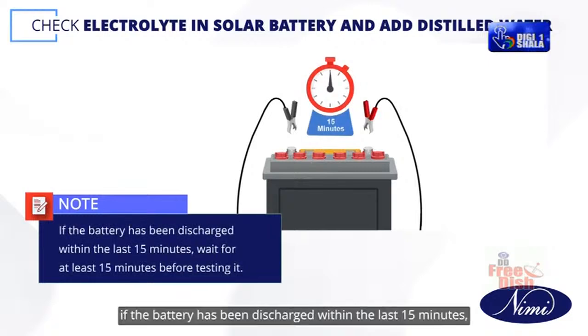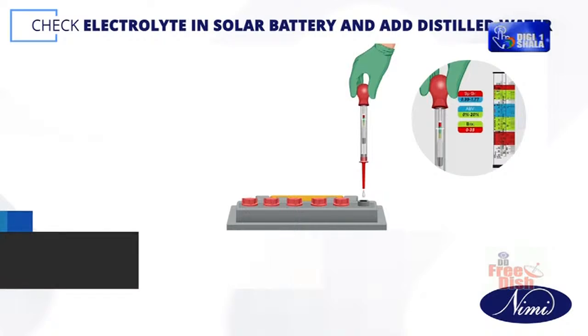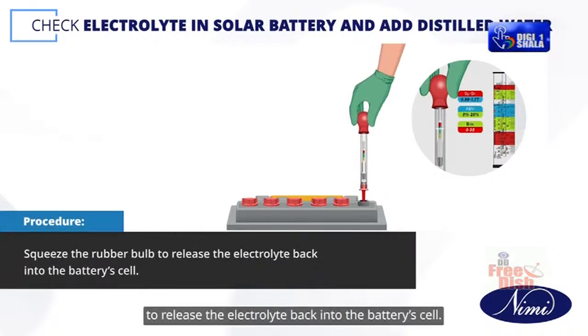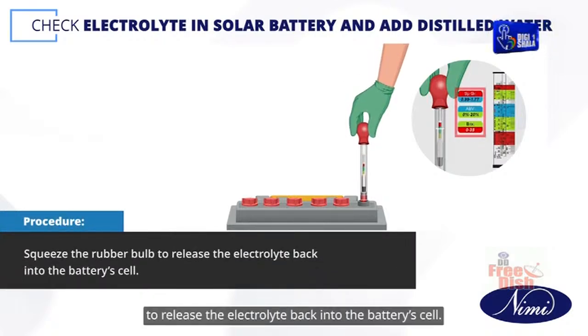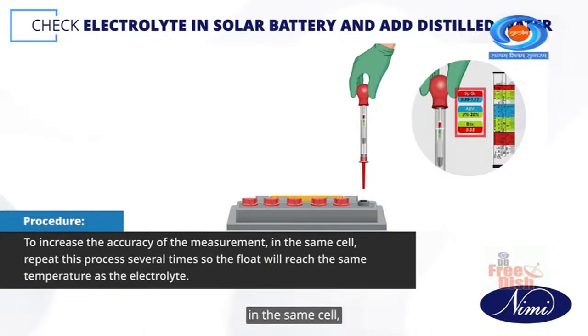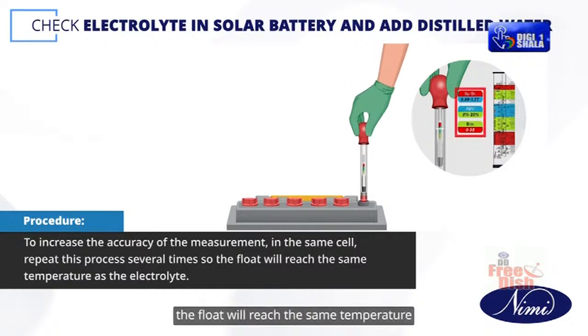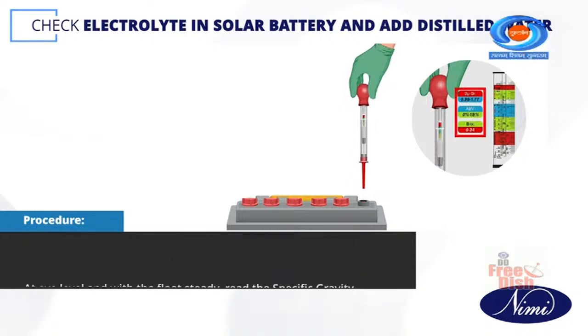Remember, if the battery has been discharged within the last 15 minutes, wait for at least 15 more minutes before testing it. Squeeze the rubber bulb to release the electrolyte back into the battery cell. To increase the accuracy of the measurement, in the same cell, repeat this process several times so that the float will reach the same temperature as the electrolyte.